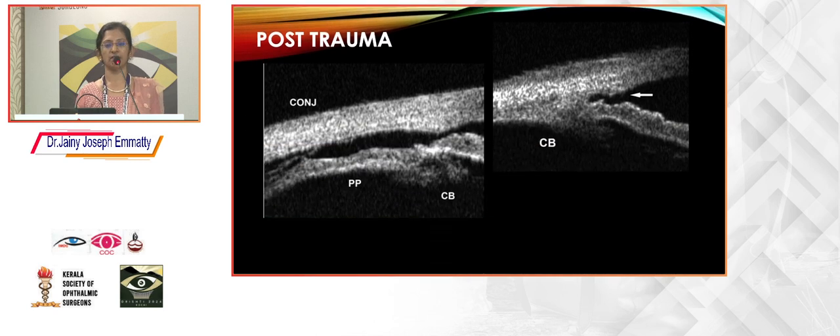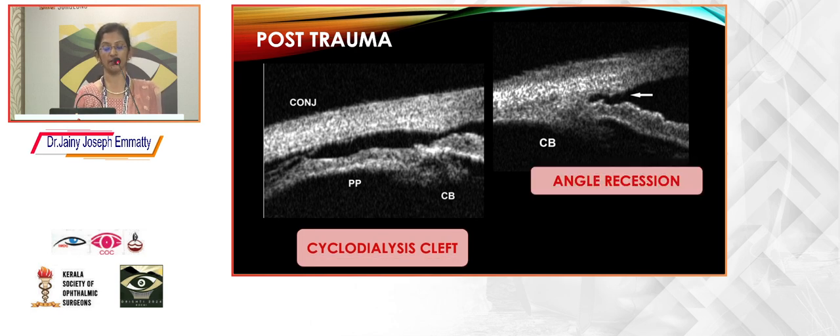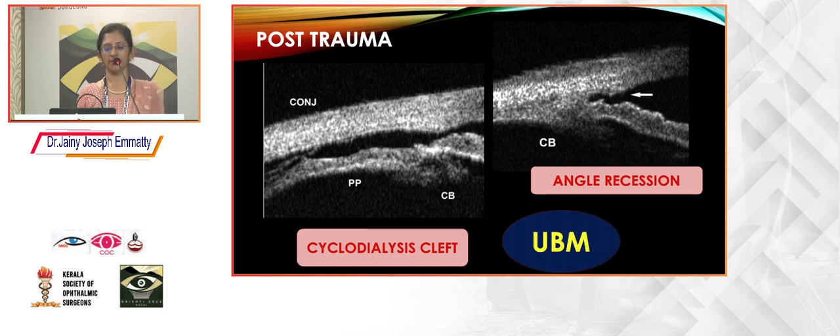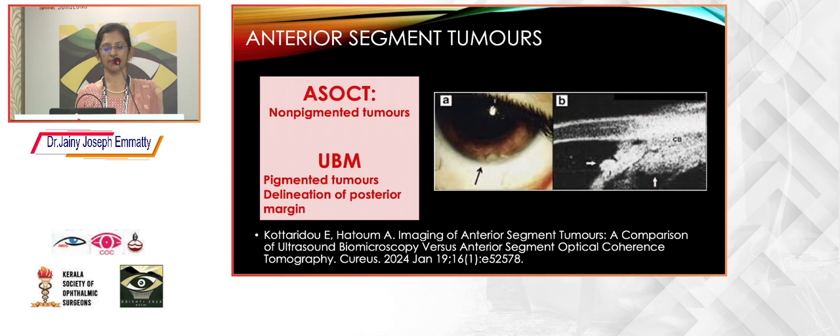But if the post-traumatic patient still has prolonged hypotony, we can assess the presence of a cyclodialysis cleft, which is seen only by the UBM. Also, the presence of angle recession can be clearly assessed by UBM. But if we are sitting at an OPD and you want a routine quick angle assessment, or a trained technician is not there, or the patient is slightly uncooperative, better go for an easier technique like ASOCT.